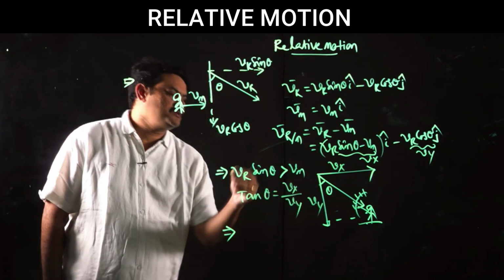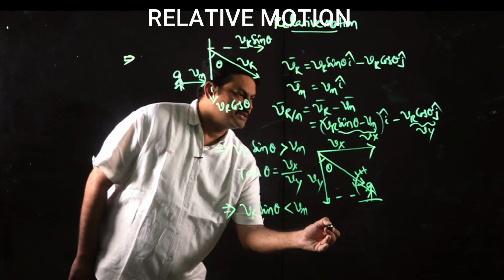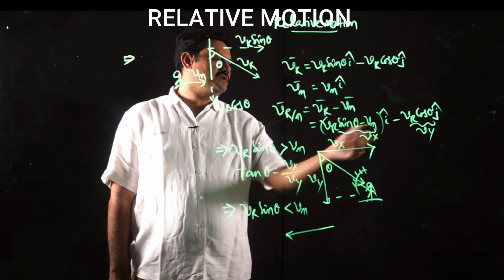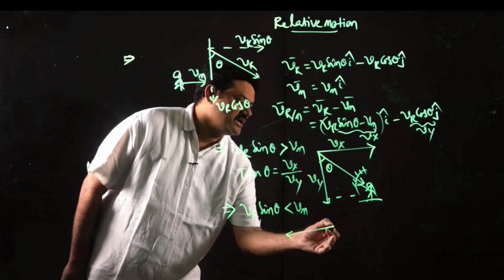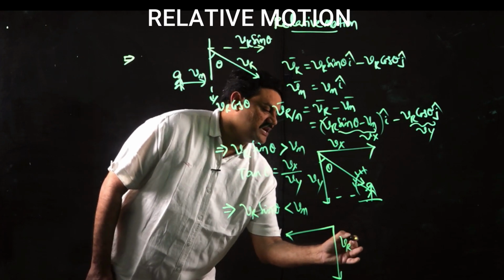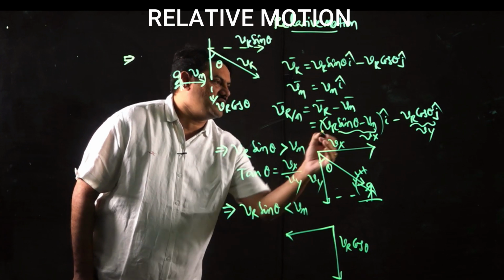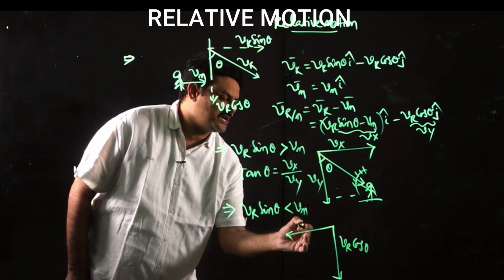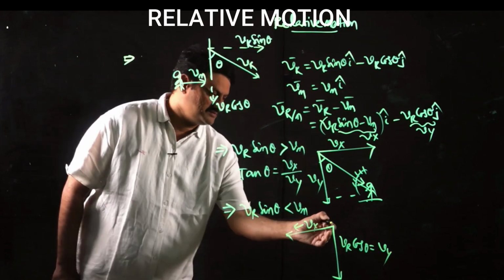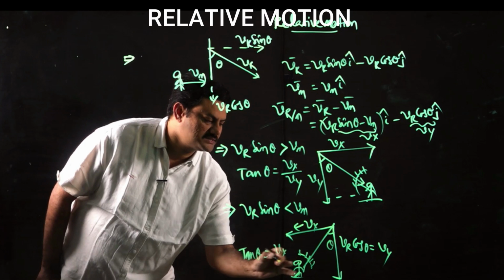Second case, suppose Vr sin theta is less than Vm. Here the resultant goes towards this direction because Vm is more than Vr sin theta, so you will get a negative value. So in the negative x direction, and the y direction component is the same, Vr cos theta. Let this be Vx in the negative direction, Vr sin theta minus Vm, and this is Vy. In this situation, for the position of the umbrella, tan theta is equal to Vx by Vy.